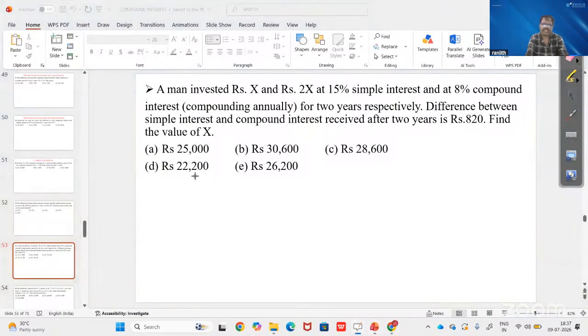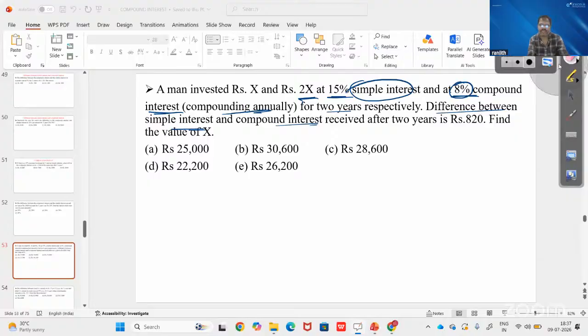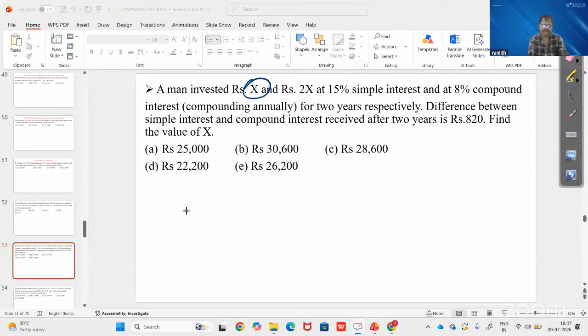A man invested X and 2X at 15 percentage per annum and 8 percentage per annum, where 15 is simple interest and 8 percentage is compound interest compounding annually for 2 years respectively. The difference between simple interest and compound interest after 2 years will be 820. Then find the value of X. I will take X equal to 100, where 2X equals 200. Simple interest on X at 15 percentage for 2 years.